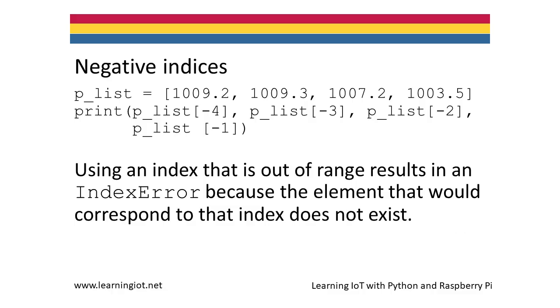The elements of a list may also be accessed by indices that are negative. The index -1 corresponds to the last element in the list. Using an index that lies out of the range of valid indices raises an index error, because the element does not exist.